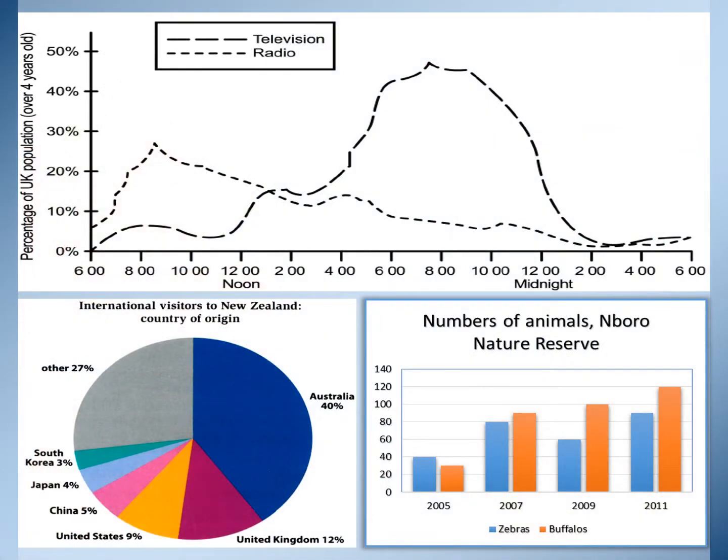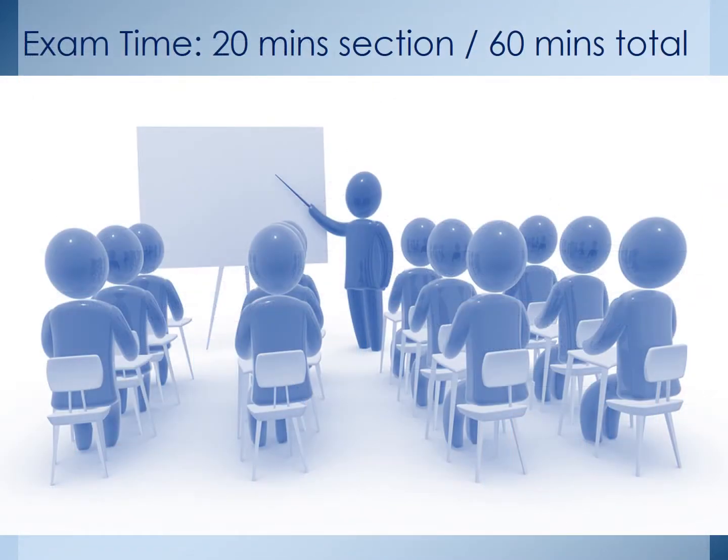Here are some examples. You have a line graph at the top, at the bottom left you have a pie chart, and at the bottom right you have a bar chart. The exam time for task 1 is 20 minutes. In total, the writing exam will be 60 minutes.